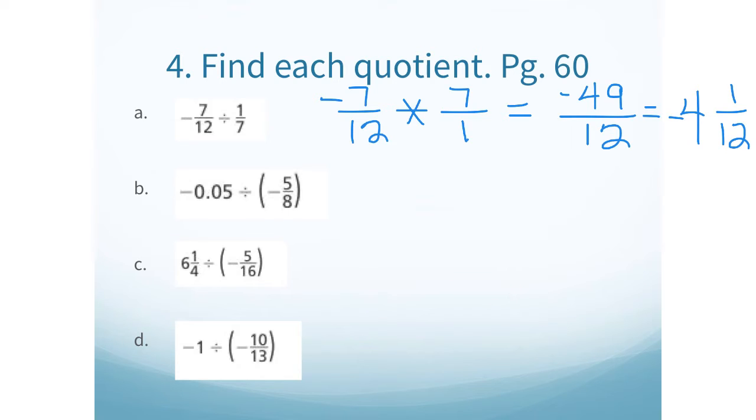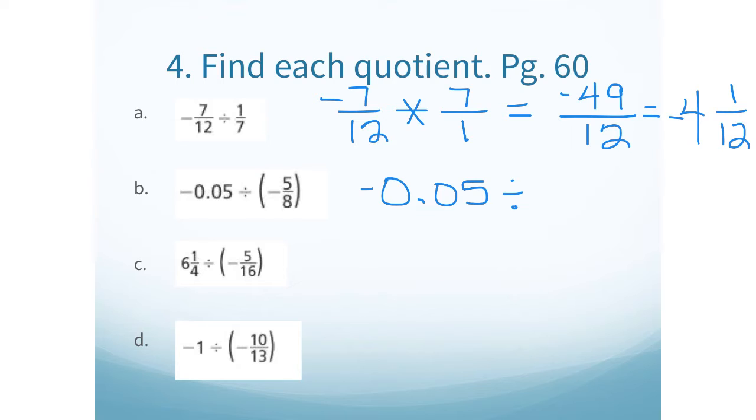For B, negative 0.05 or 5/100 divided by negative 5/8. We have one decimal and one fraction. So we need to make the decision as to whether we're going to do our work in decimal or fraction form. We're going to do this one as a decimal, and we're going to change negative 5/8 into its decimal equivalent. So we're going to keep negative 5/100, and we're going to divide it by the decimal equivalent of negative 5/8.